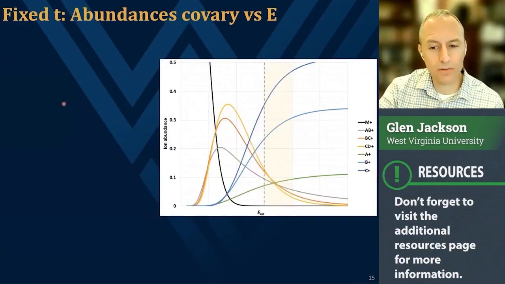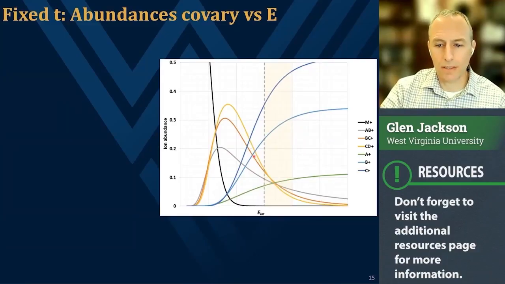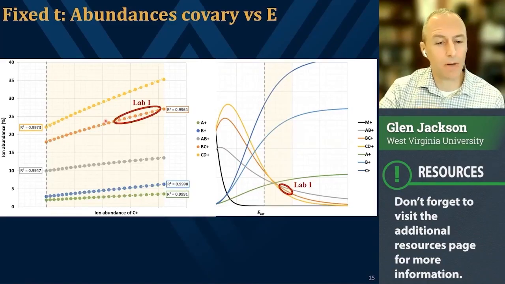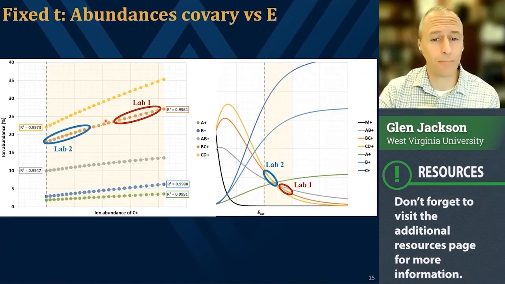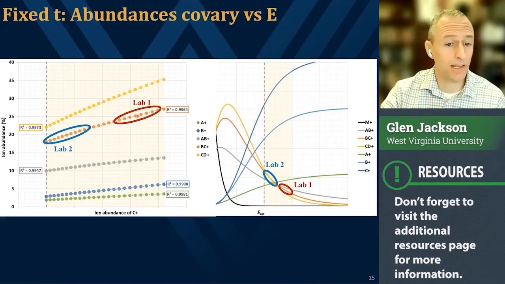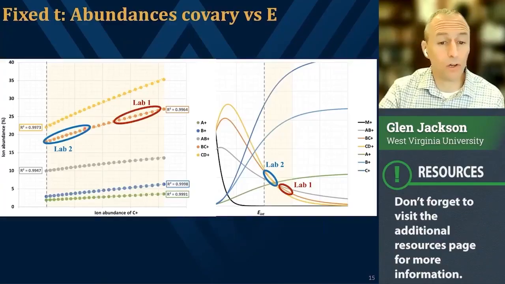We can also look at the variance in internal energy, and we can see here that it also changes as a function of internal energy. This is at a fixed time, and again, there are linear relationships between ions and a particular base peak, and some of them are more linear than others. Again, it might be that the internal energy distribution of ions in lab 1 is significantly different from lab 2, but as long as we measure and assess the variance, we can do a linear calibration and extrapolate to the other lab. So this is all very well and good, but is it true?